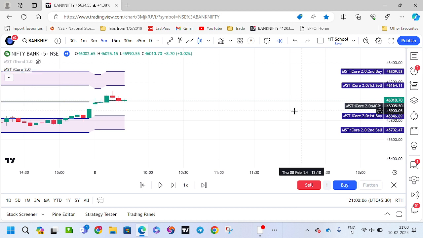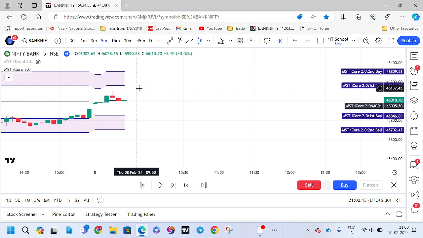Now you see, if the market is going to the top side, that is the sell zone, then we will have to buy put options. If the market is coming down to the buy zone, we have to buy call options. What is preferred? ITM, 200 points ITM is preferred.